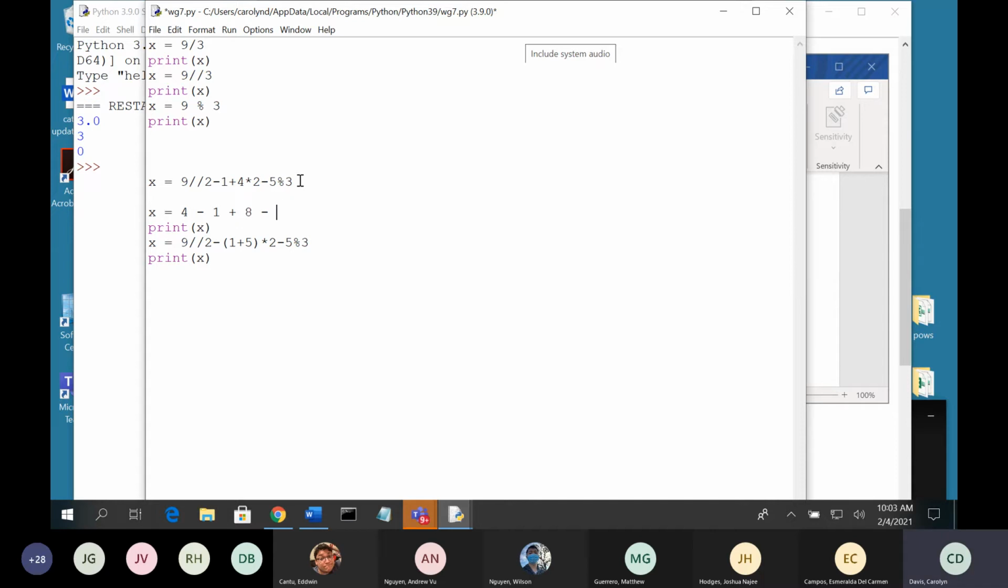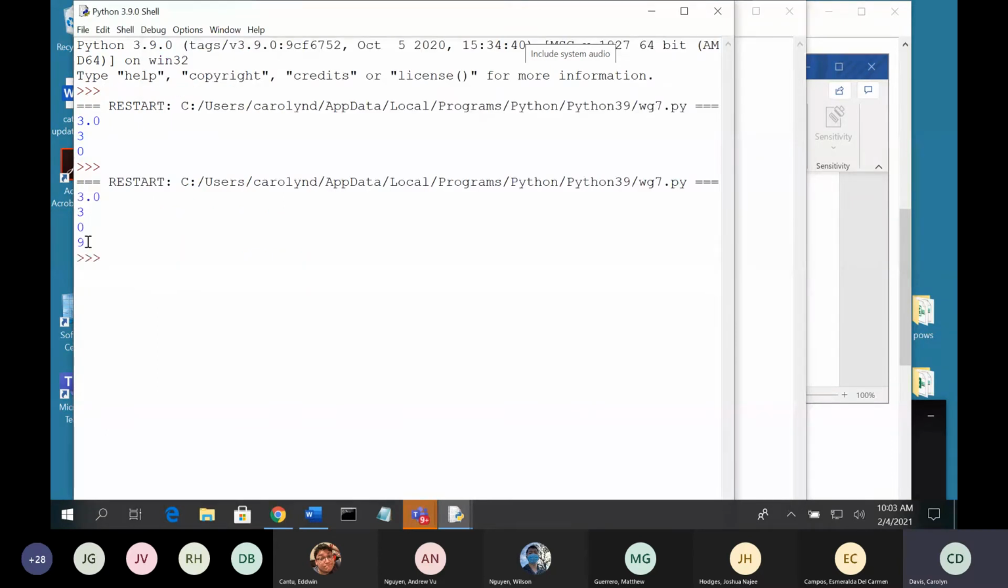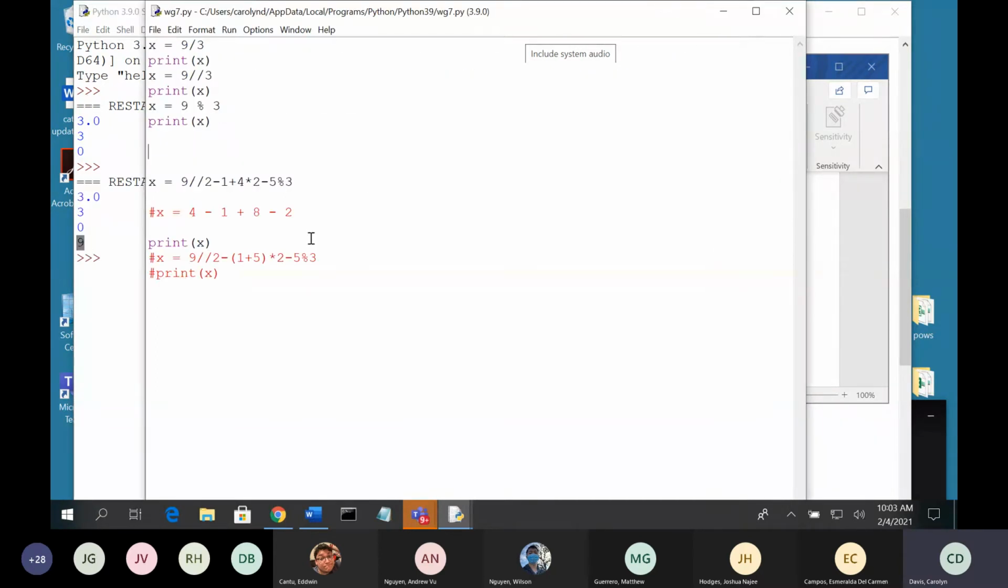And then I have the minus 5 mod 3. Says what's left over after I put 3 into 5? 2 is left over. Now I'm down to something I can just do left to right, right? So 4 minus 1 is 3, plus 8 is 11, minus 2 is 9. Is it 9? Yes. Okay. Everybody see how I walked through that?